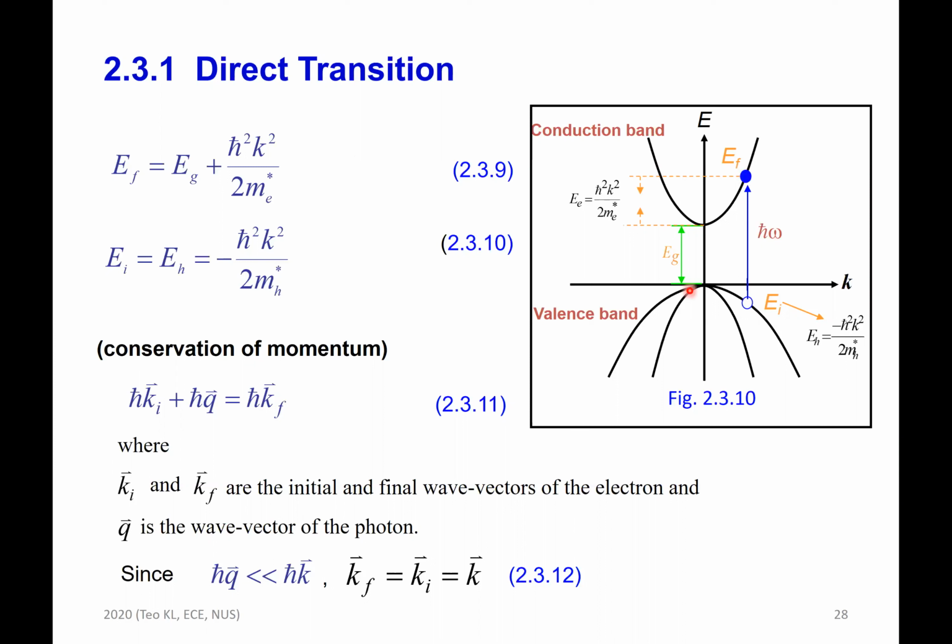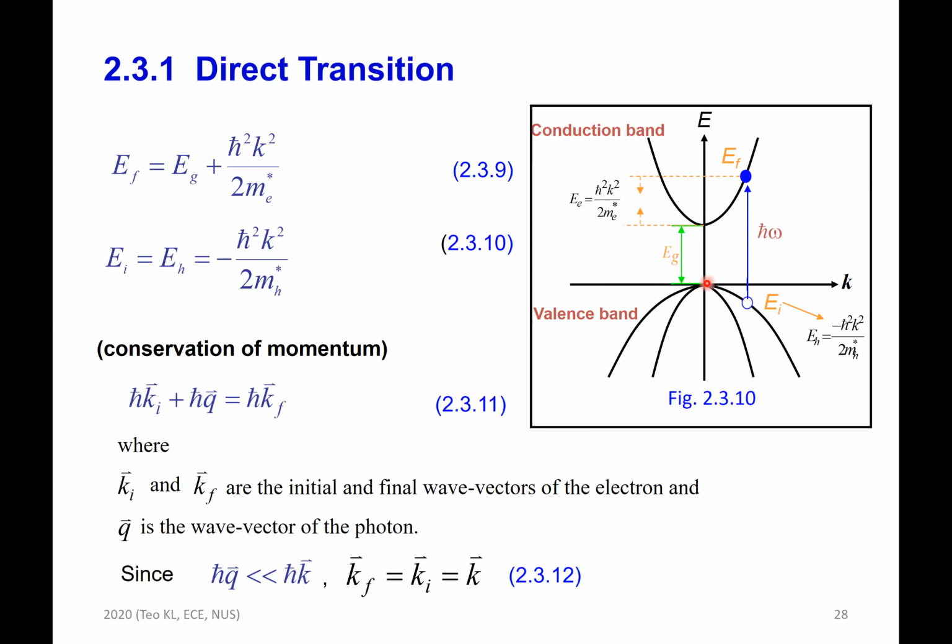The top of the valence band we define as the energy equals 0. That is taken as the reference point. So from here to the bottom of the conduction band, that is the kinetic energy of the electron, which equals h bar squared k squared over 2 me star, where me star is the electron effective mass.